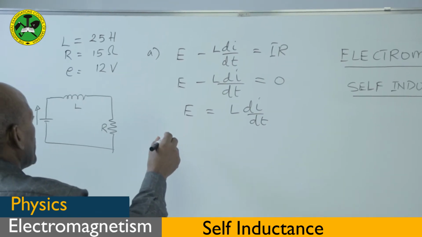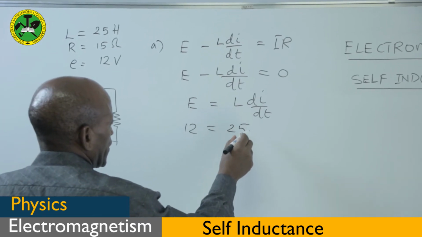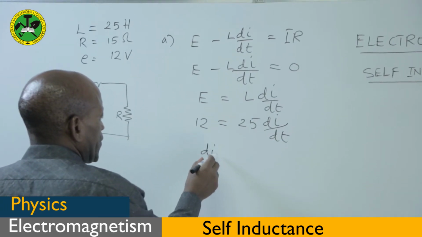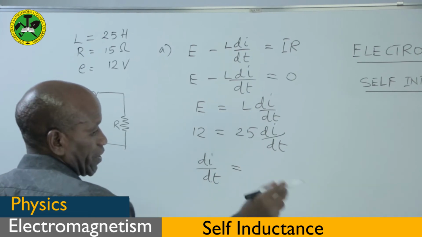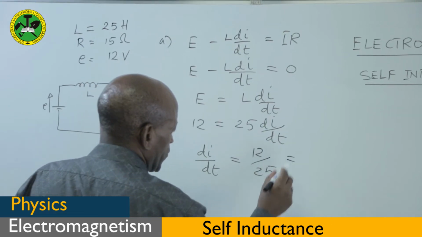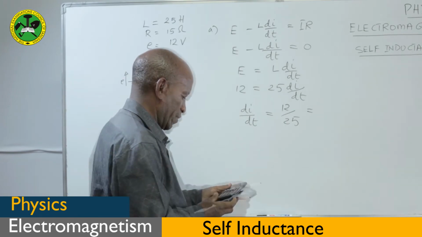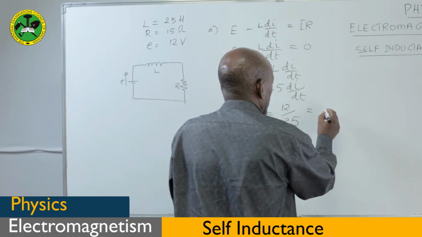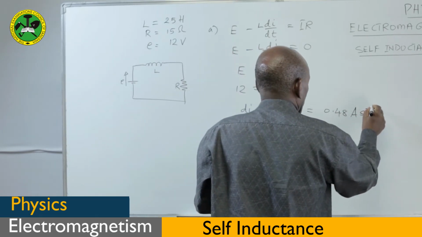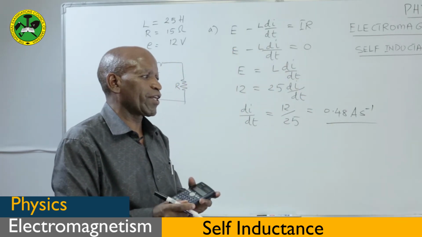We substitute the value for E, this is 12 volts, and L, this is 25 henry. So di/dt, which is the rate of change of the current, will be equal to 12 over 25. If you compute that, you will obtain 0.48 ampere per second. So this is the rate of change of current immediately after closing the switch.